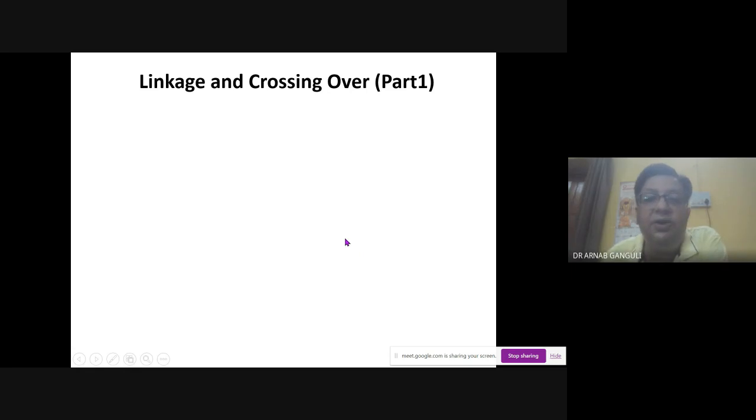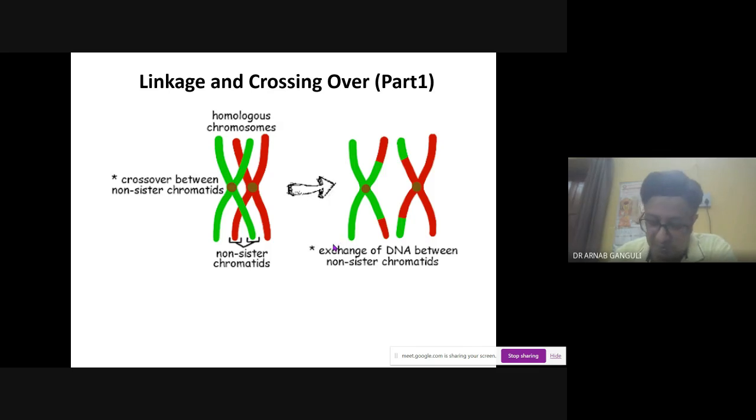So the first thing I'll talk about is linkage and crossing over. This I will take into online and plus offline classes. This particular topic, linkage and crossing over. So you know that in each of our cells, there are two sets of chromosomes known as homologous chromosomes. One set you have inherited from your father, and another set which you have inherited from your mother. And when crossing over takes place during meiosis, it takes place between non-sister chromatids.